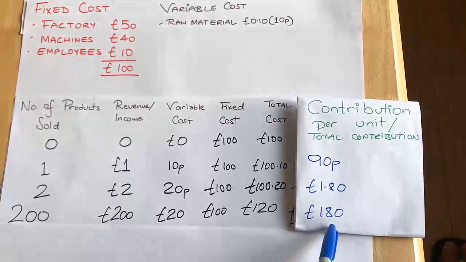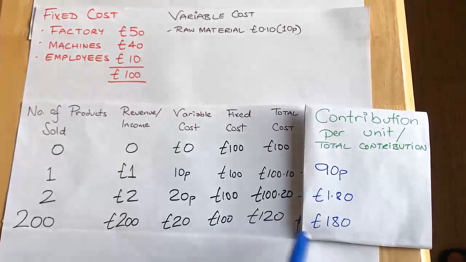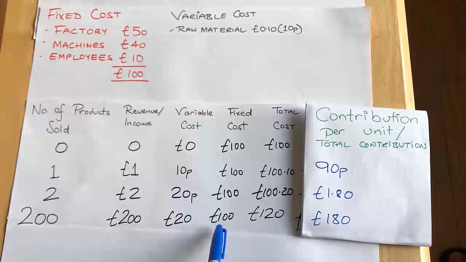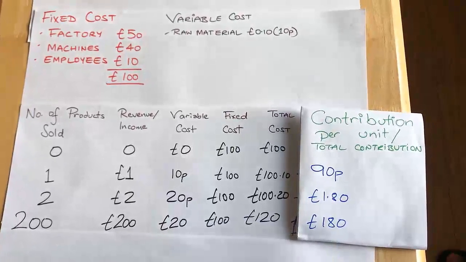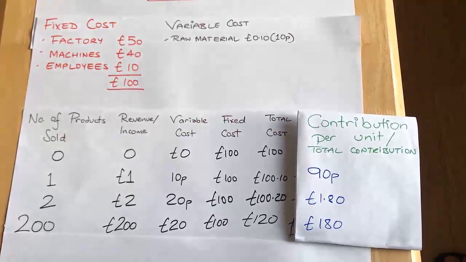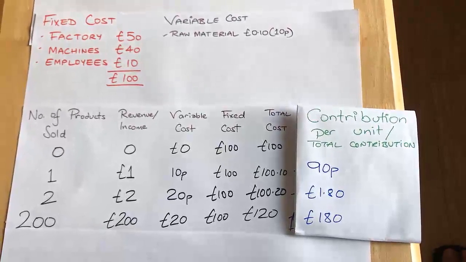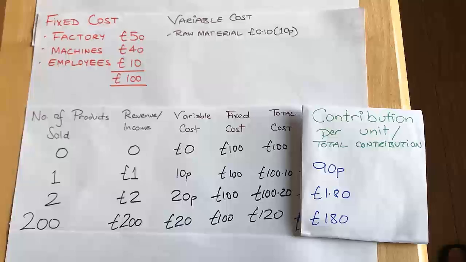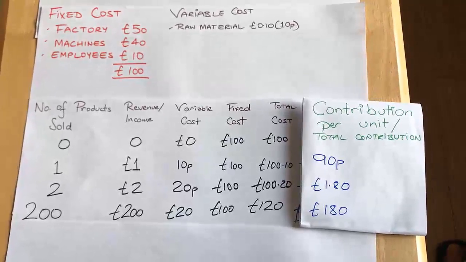£180 will now go towards paying for a fixed cost, and it will easily pay. So if we pay off £100, we'd have £80 left, and that £80 would be our profit. And that's essentially it. In accounting, so those of you who are doing accounting modules, this could also be seen as gross profit. How? Let me show you.